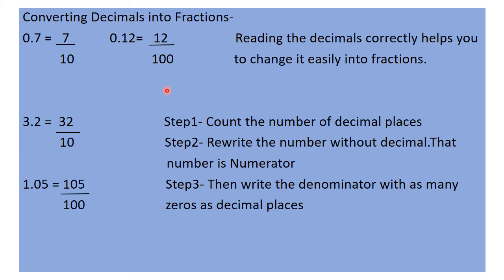Let us revise what the steps are. You will count the number of decimal places, and then you have to rewrite the number without any decimal point as I have written over here. So you will get the numerator, and then in the third step you have to write the denominator with as many zeros as the decimal places. So I hope you have understood how you can convert decimals into fractions.